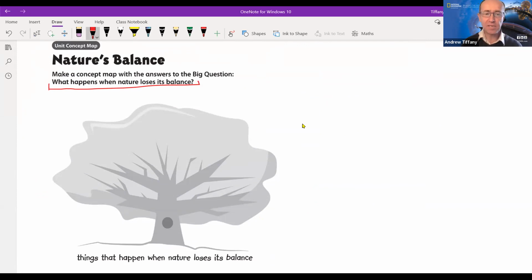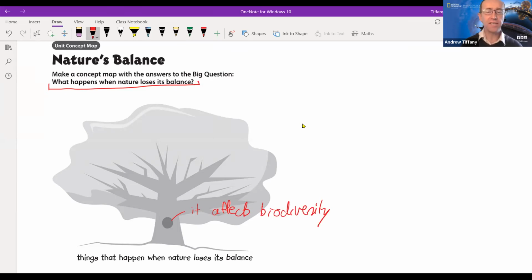Okay, it affects biodiversity. Oh, okay, radio. So let's write that one down. So it affects biodiversity. Okay, what else have we got? What else happens when nature loses its balance?